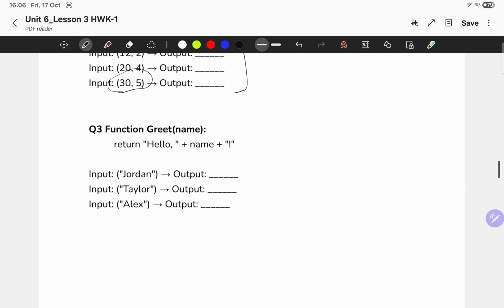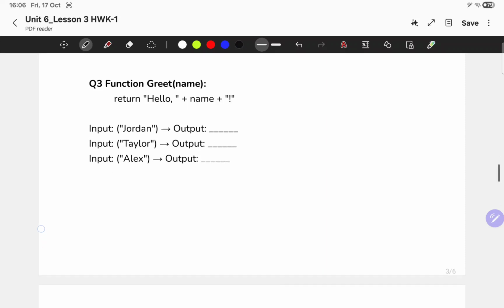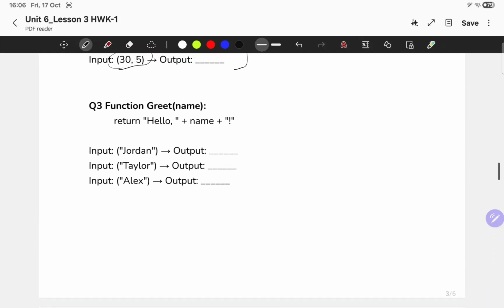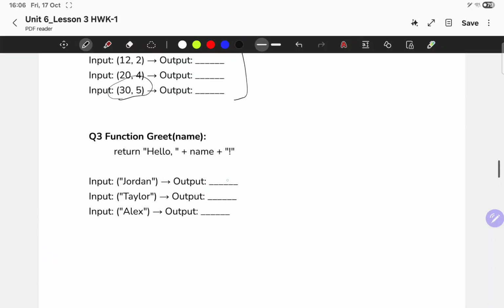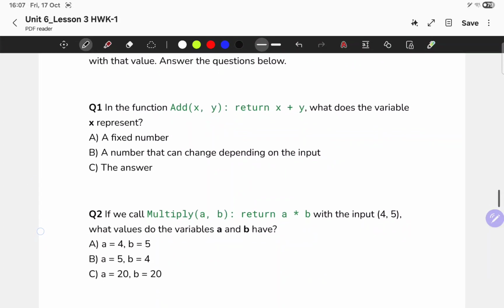Okay, perfect. Now the next one is going to be this one right here. Function greet name, hello plus name. So if we put a name inside, for example, Jordan, it goes in the name column. So it's going to be hello, name, plus exclamation marks. This would be Jordan, like this. Super easy.